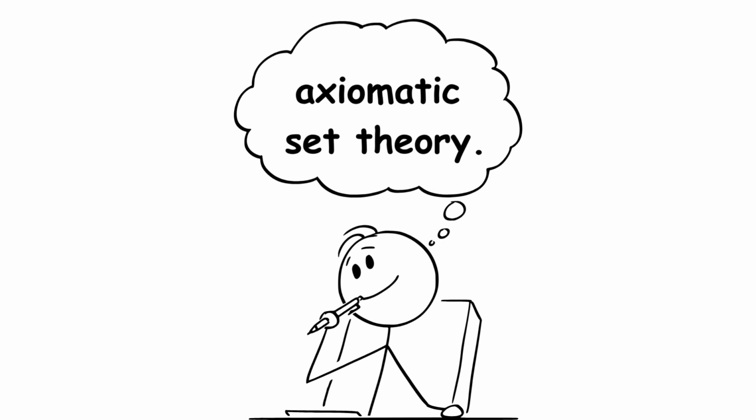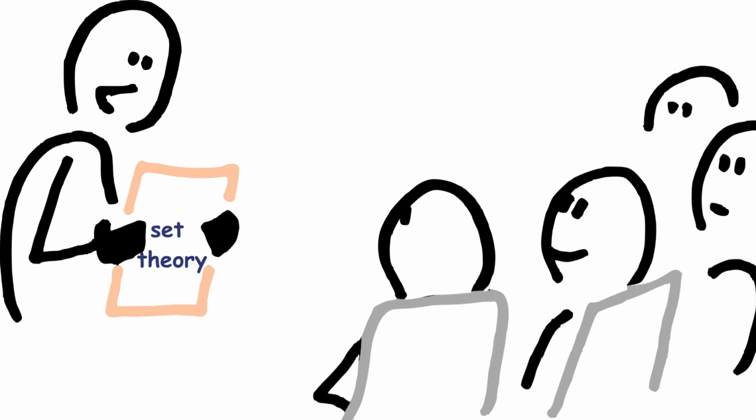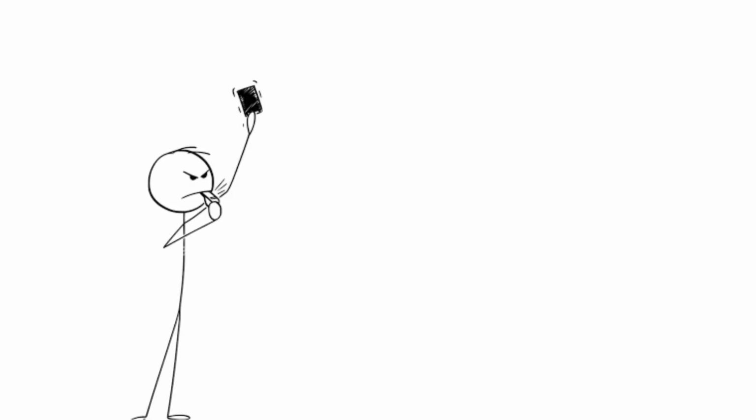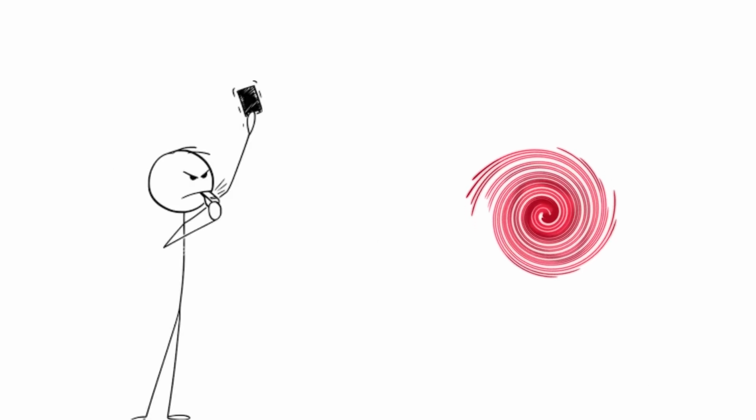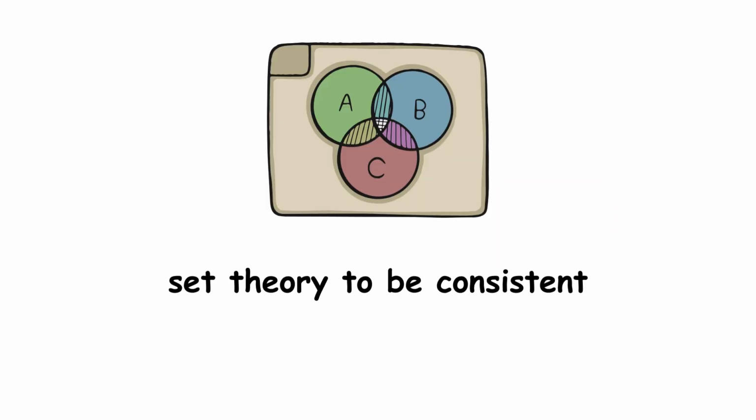This paradox, like König's paradox, can be averted by axiomatic set theory. In order for this paradox to occur, one must be able to tell whether a given description applies to a set based on the rules of set theory itself. However, this type of self-reference isn't actually allowed in axiomatic set theory. In essence, we simply disallow ourselves from doing the thing that caused the paradox in the first place, which is required in order for set theory to be consistent.